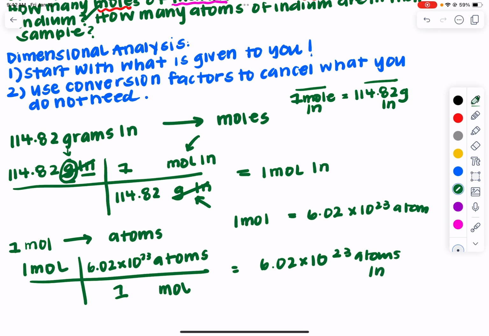And again, this was a very, very basic example because it ended up being 1 mole and exactly 6.02 times 10 to the 23rd. But we can use this math for anything that we want.